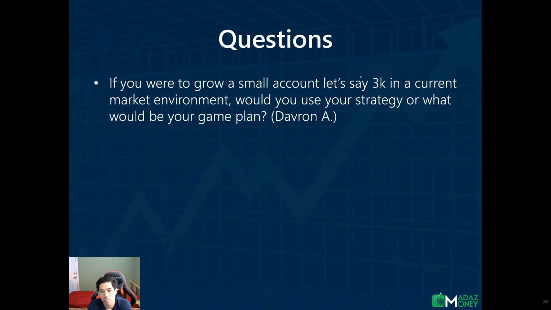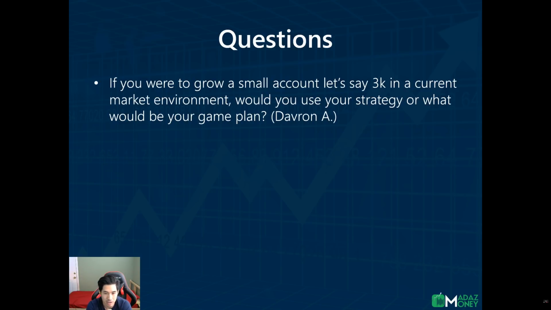If you were to grow a small account, let's say 3K in the current market environment, would you use your strategy, or what would be your game plan? So again, I started with a 6K account, and I've always been a bounce player. Like a bounce player, I would play stocks that have been overextended to the downside, go in, and that's always been my strategy. Obviously, it's been refined over the years, but I will definitely stick with the setups that give you the highest risk reward, the biggest profit potential.